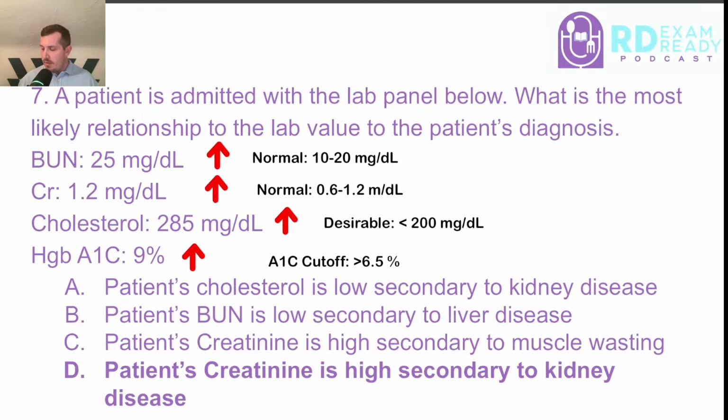Very good, everyone. So that was correct. In that case, D is going to be your best answer. Here's a little reminder of your labs. Your BUN normal is about 10 to 20. You're going to find something that says 7 to 20.